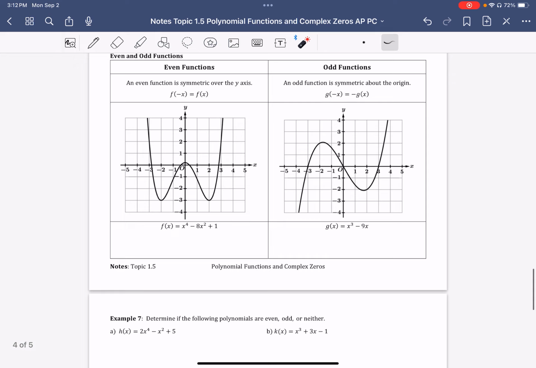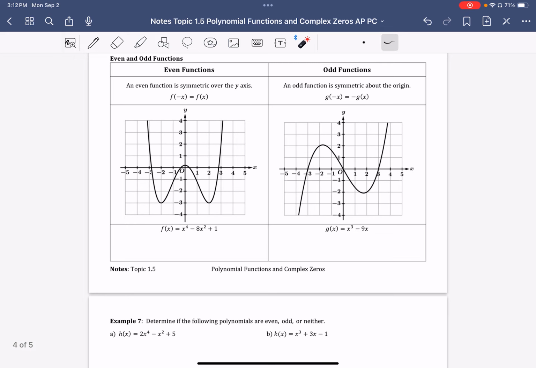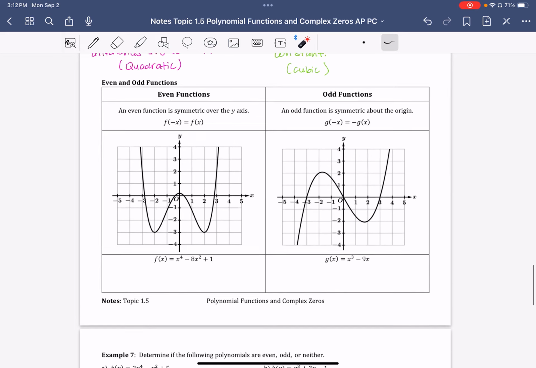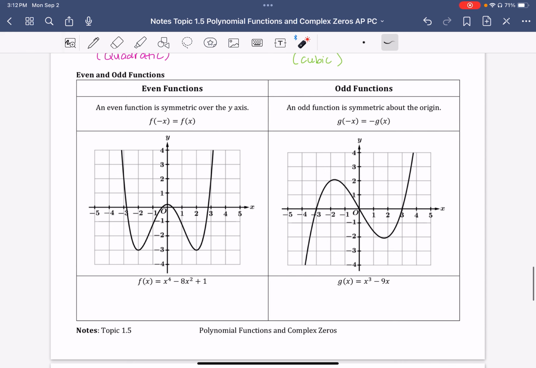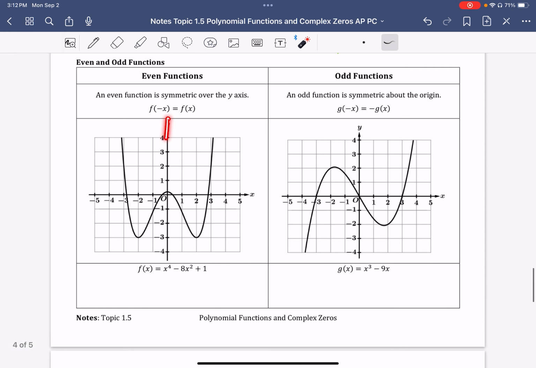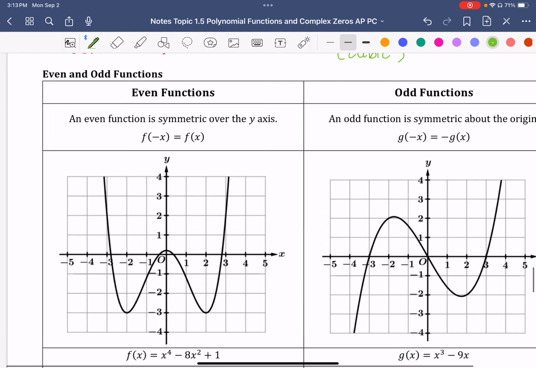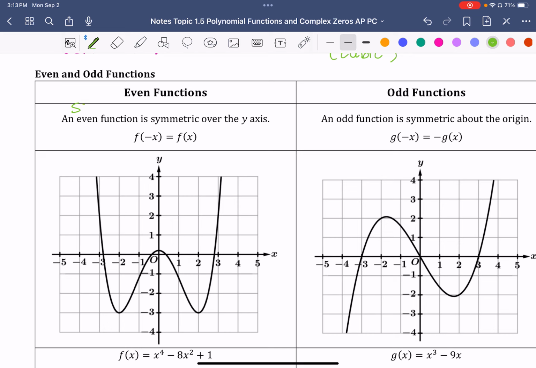Okay. Even and odd functions, so this is talking about symmetry on a graph. So for even functions, you are symmetric over the y-axis. So here's your y-axis, and you can see that if you were to fold this, these parts would overlap. So they are equally spaced away from the y-axis. So for even functions, I'm going to write that they are the same on the left and right of the y-axis.